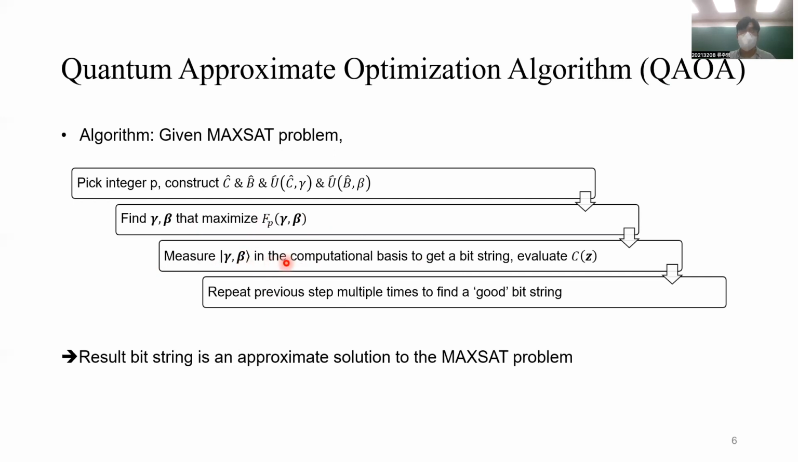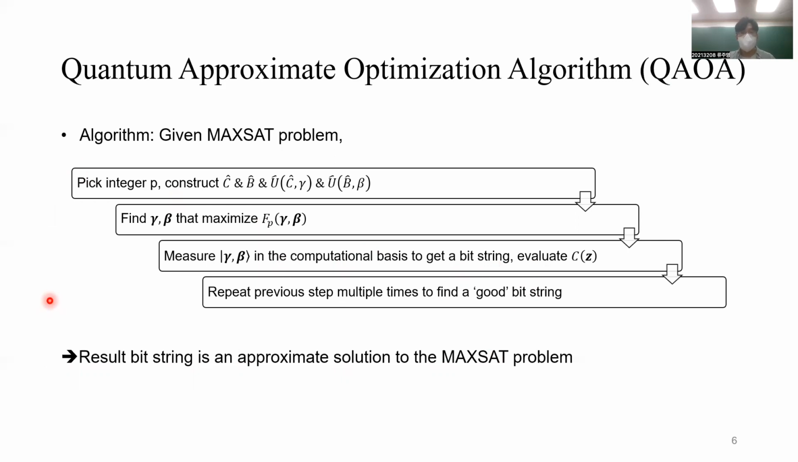And then we measure it in the computational basis, and we repeat this multiple times. Every single time we get a bit string, and then we calculate the cost and see which is the best bit string out of all of them. The resulting bit string, which has the best performance, is the approximate solution to the max set problem. So this is the basic overview of what the QAOA is.